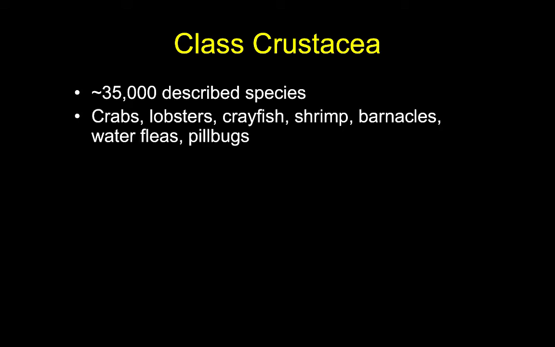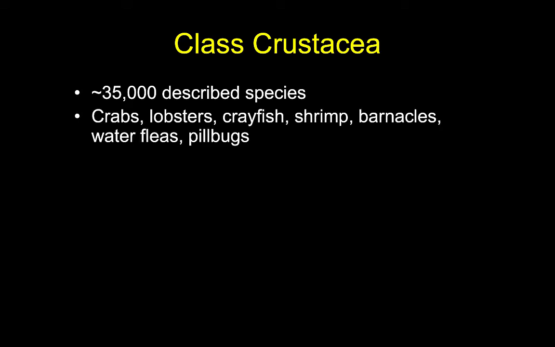So the class Crustacea is the third largest of the classes within the phylum Arthropoda, and third largest might make it seem like it's not going to be that big, but it's actually about 35,000 described species. It's not that there aren't that many species of crustaceans, it's just that there are so many other species of insects and chelicerates, which are our third and fourth groups that we're going to look at in this particular phylum.